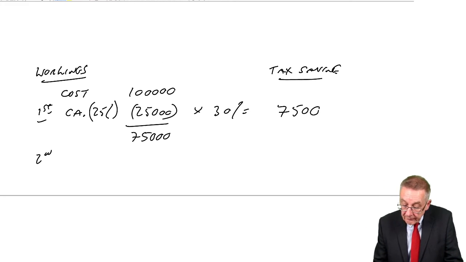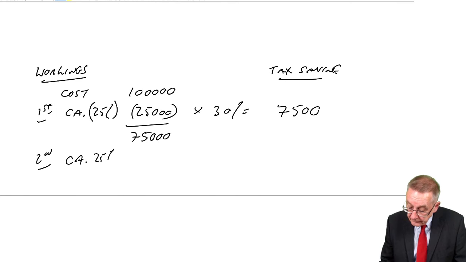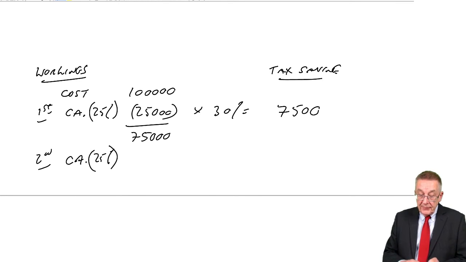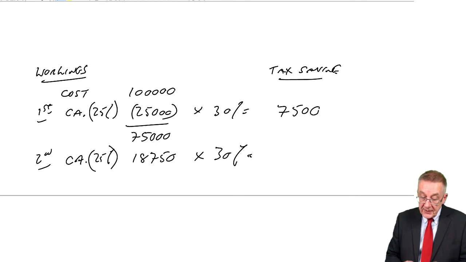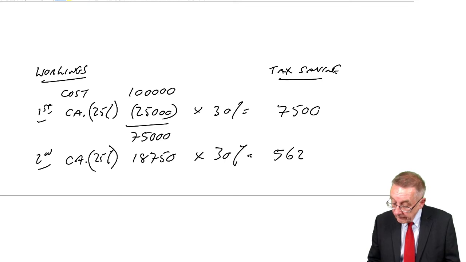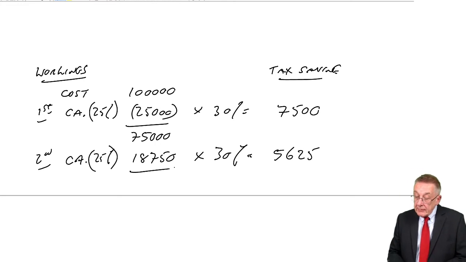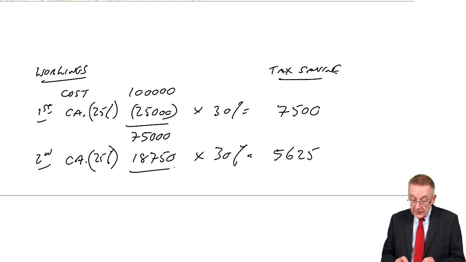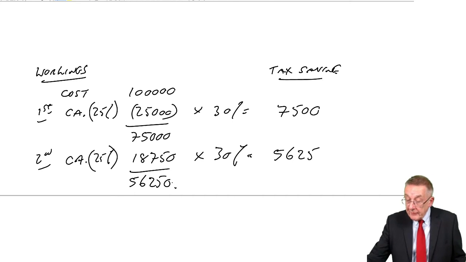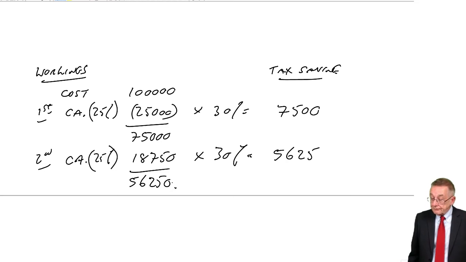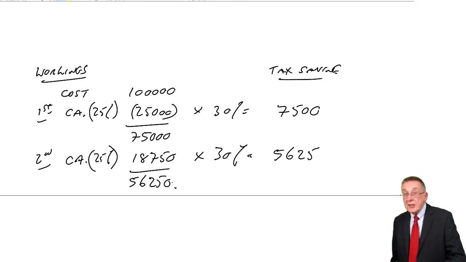Let's now carry on. It's 25% each year, 25% of 75,000. 18,750. And so the tax saving that results at 30%, 5,625, that brings the tax value down to 56,250. Well, I'll put the figures on my schedule later. Let's finish the calculations.